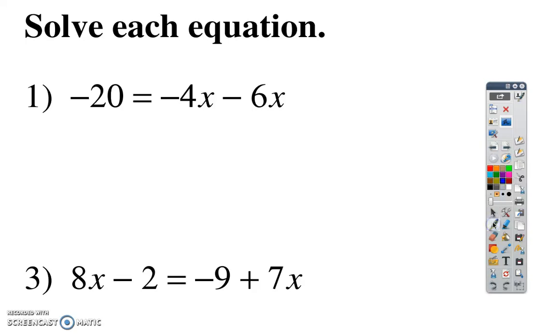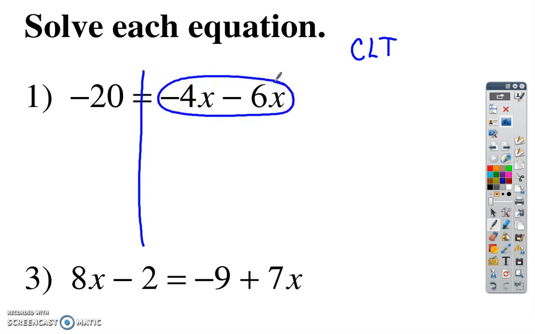Okay, so let's go ahead and do problem number 1. For those of you who don't know how to do this, it has two x's on the same side, so you have to combine like terms first. That means these two need to be combined.